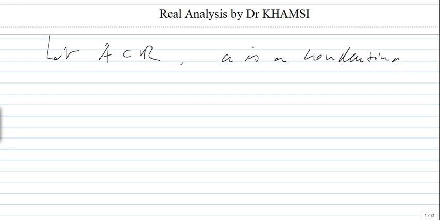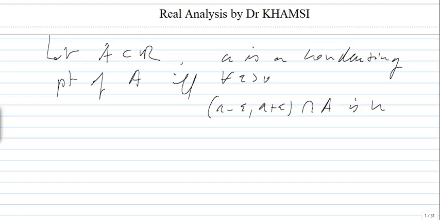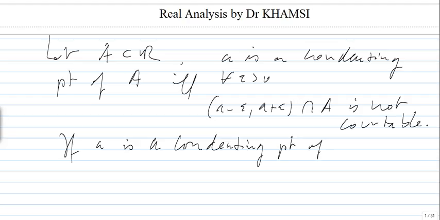So let A be a subset of R. A is a condensing point of A if for every epsilon, the set (a minus epsilon, a plus epsilon) intersect A is not countable. Obviously, if a is a condensing point of A, then a is an accumulation point of A. The converse is not true.